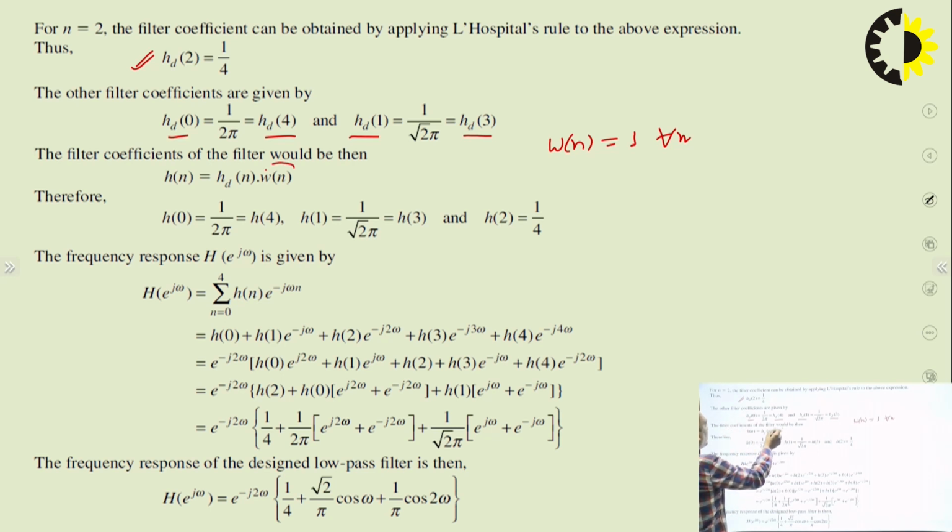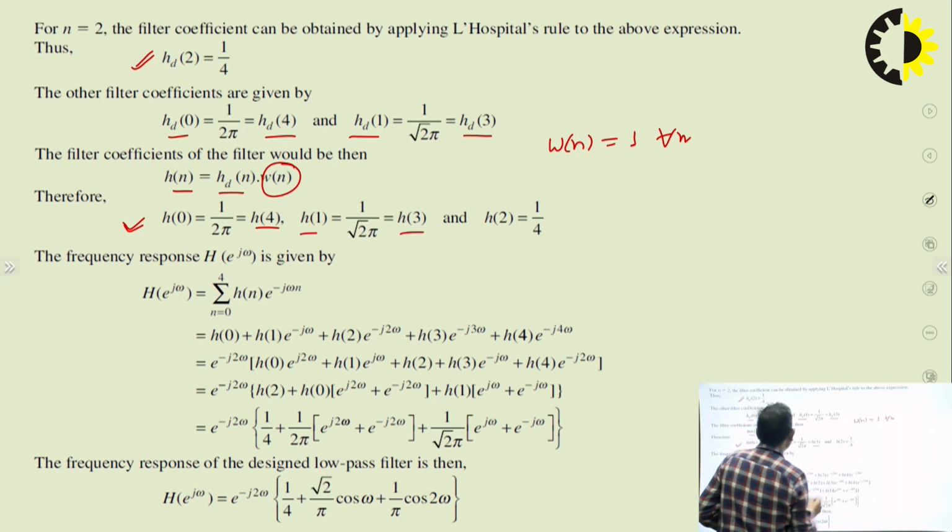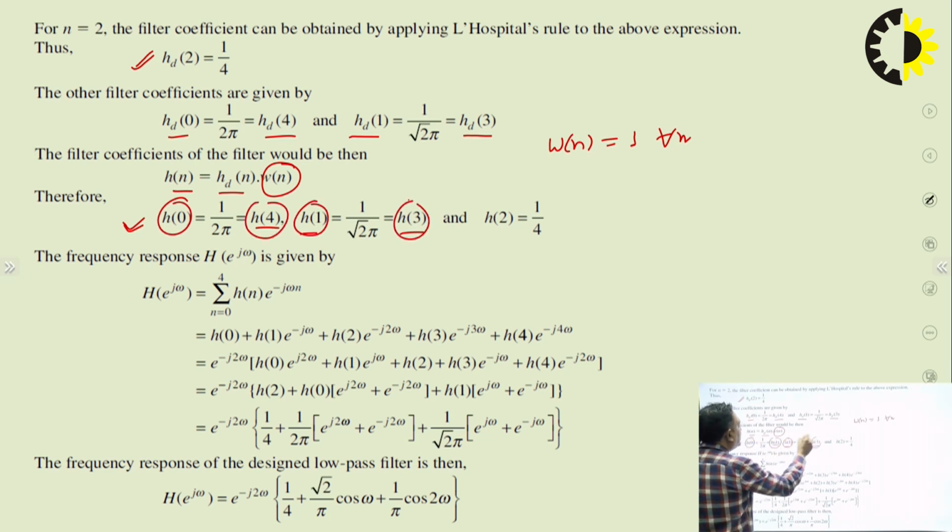Because this value is 1 for each and every sample, whatever values we have obtained for HDN, we will get the same values for HN. So similarly, H0 equals H4 equals 1 upon 2 pi, H1 equals H3 equals 1 upon root 2 pi, and H2 equals 1 by 4. Why are these equal? I have already told you, it is because of the linear phase property of the FIR filter. Okay. Now these are the coefficients of the designed filter.